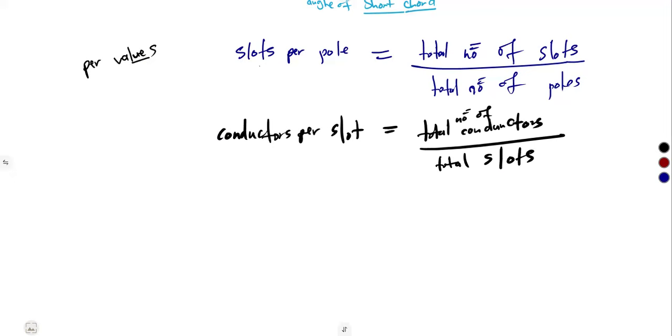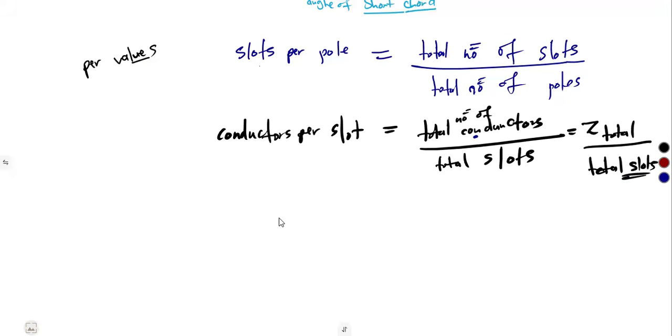That must be the case. It must give us per value of what we need. Remember, number of conductors is Z, so we can even talk of what? Z total over what? Total slots. This is just for you to add in your revisions.